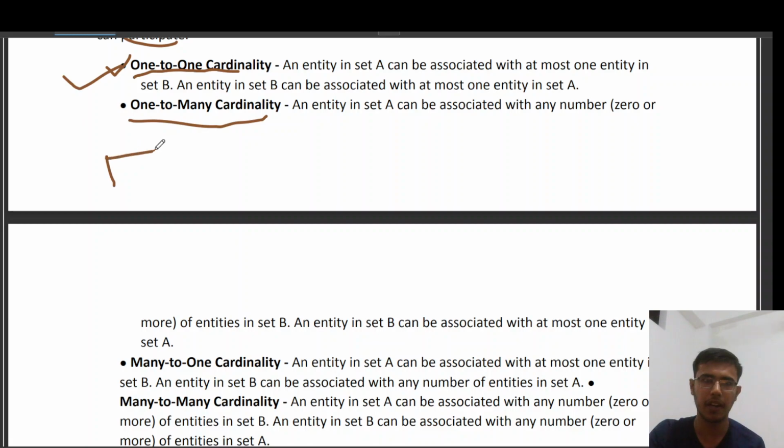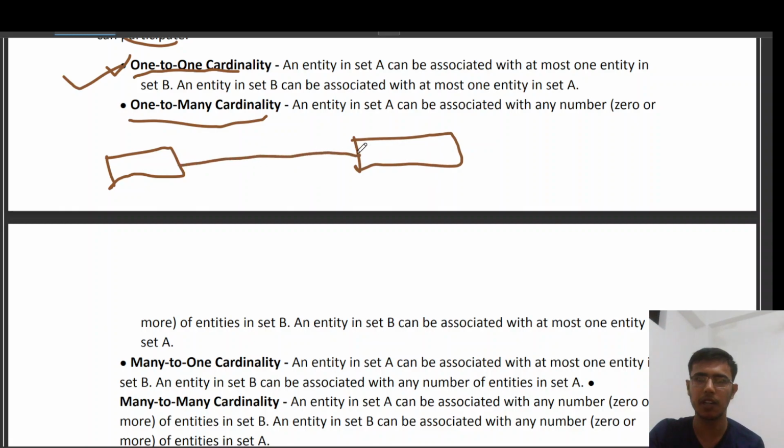Suppose we have one entity like this, and another entity like this, and these are associated with each other. So this is one to one. This is one-to-one cardinality, right?